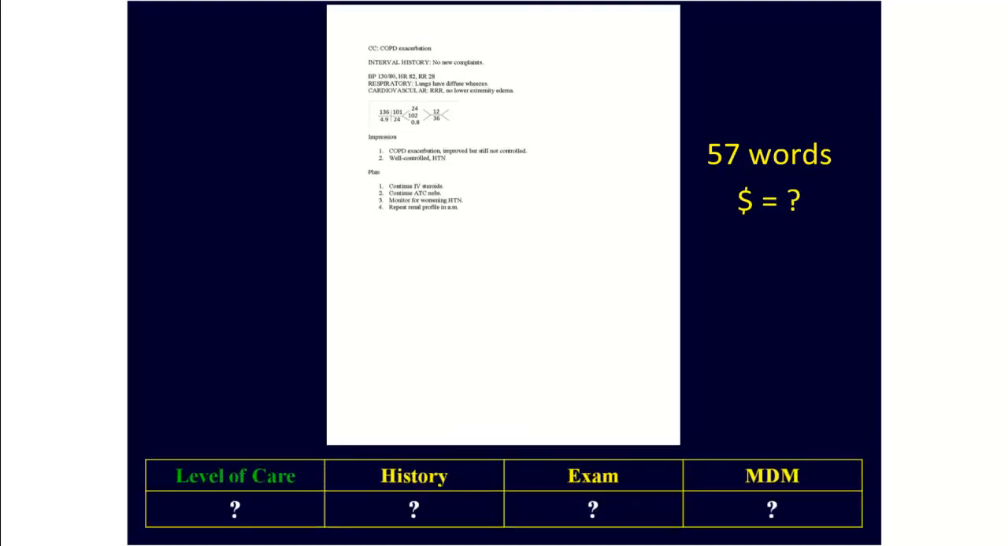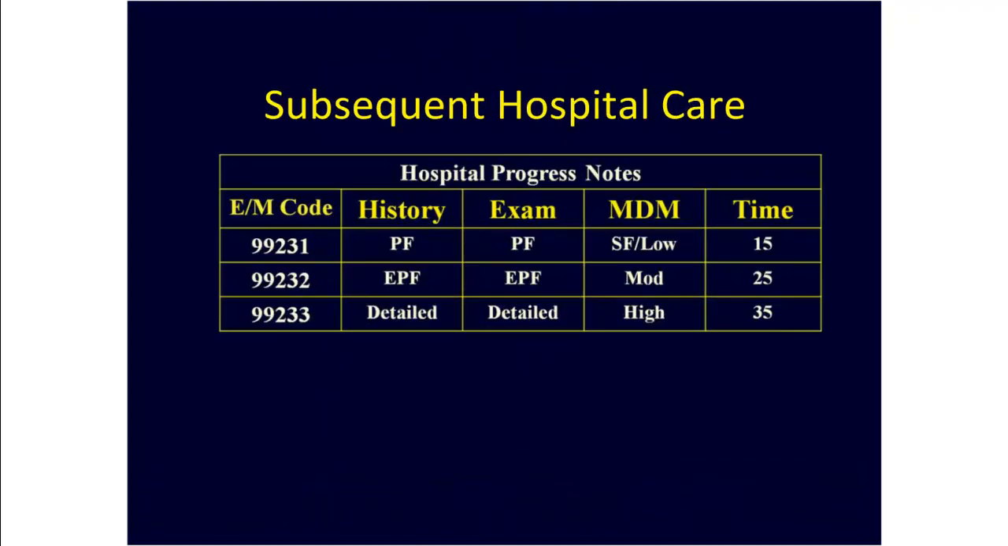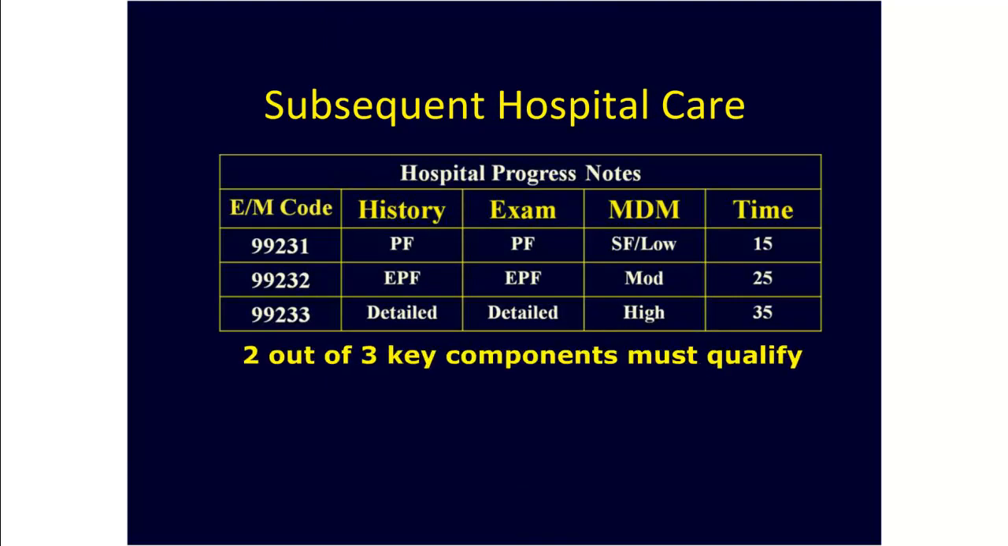This is a note for a hospital progress note. It contains only 57 words. To figure out what it's worth, we need to determine the level of care by taking apart the history, the exam, and the medical decision-making, and plugging that information into this table, which shows the documentation required for hospital progress notes. For these encounters, only 2 out of 3 key components are needed.